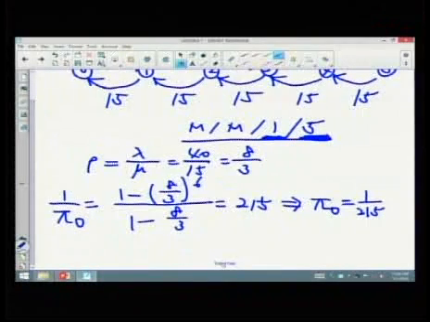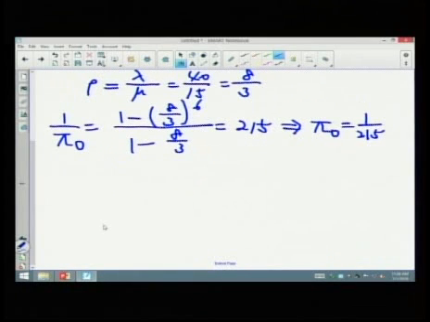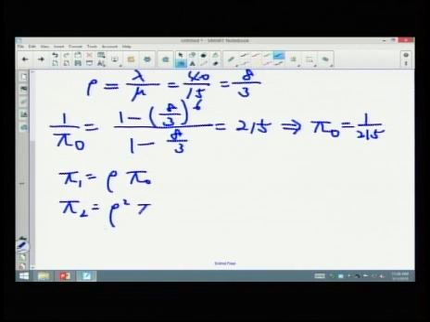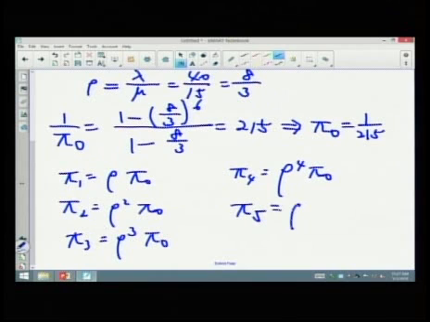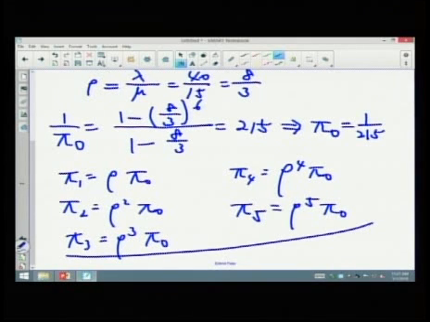So once you get pi 0, pi 1 would be rho times pi 0, pi 2 is rho square times pi 0, pi 3 would be rho cube times pi 0, pi 4 is rho to the 4th power times pi 0, pi 5 would be rho to the 5th power times pi 0. So you should be able to get all of these pi values very easily.